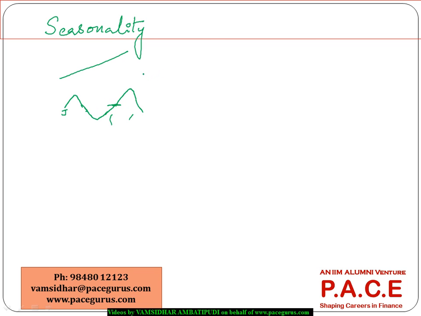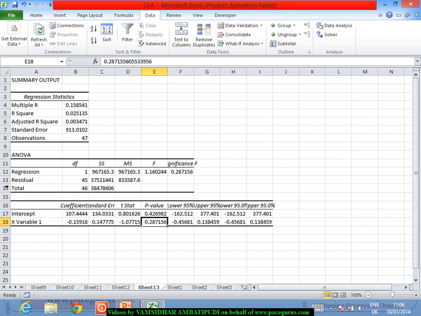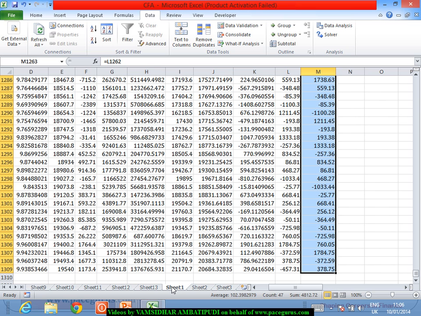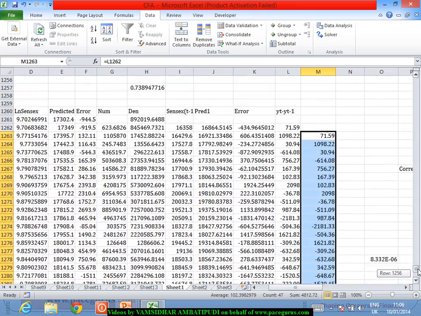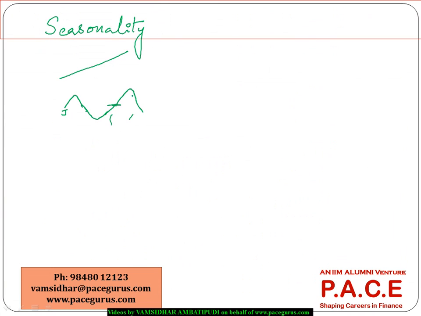So if at all I have to check whether seasonality is present or not, we can use the autocorrelation which we have done earlier for different lag periods. You can find out with lag 1. Initially you can start off with any model, let's say yt equal to a plus b yt minus 1.